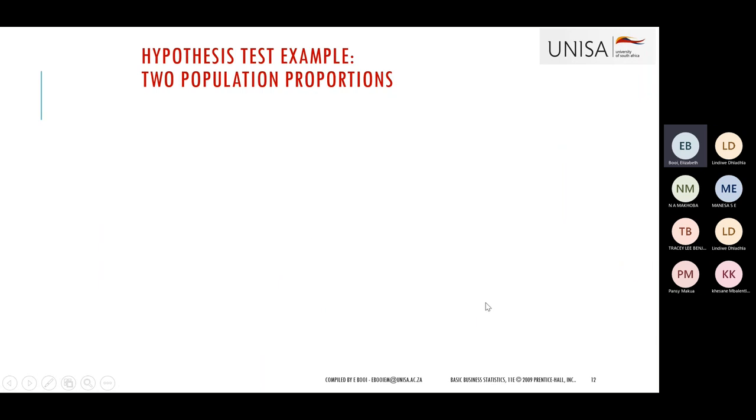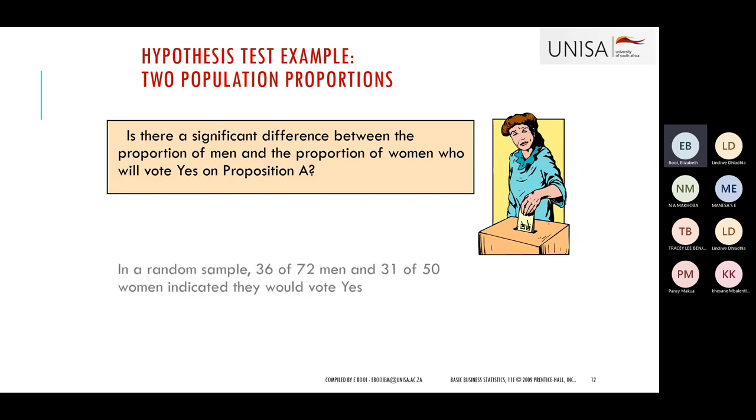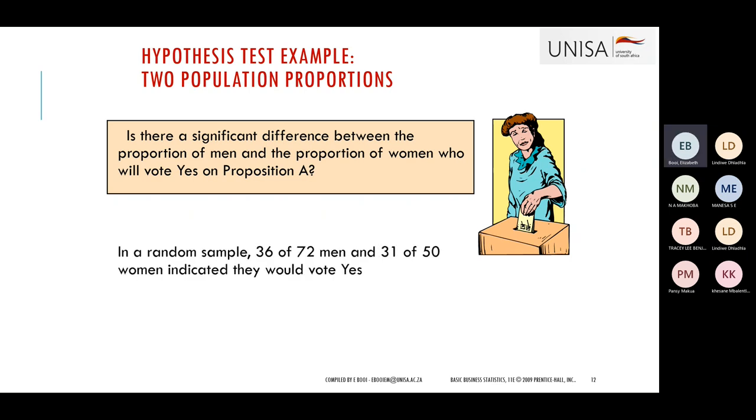Now let's look at an example. Is there a significant difference between the proportion of men and the proportion of women who vote yes on proposition A? So now we need to find out whether there are differences between the proportion of men and the proportion of women on this proposition put forward. We are also given some facts with this statement.